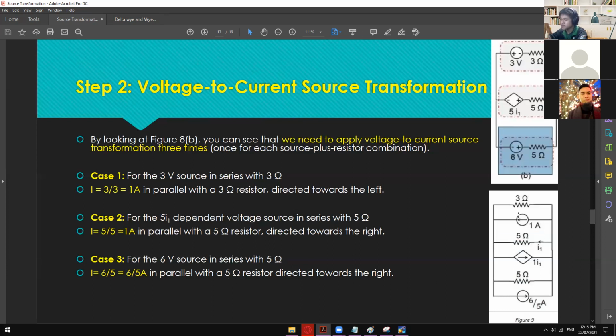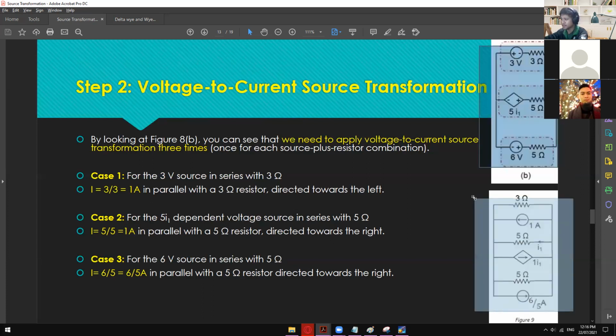So from series, of course, it became a parallel connection. And wherever your positive sign is, that is where your arrow will be pointing for the current source. Okay, so I'll give you guys 10 to 20 seconds to analyze how we came up from this circuit into this circuit.